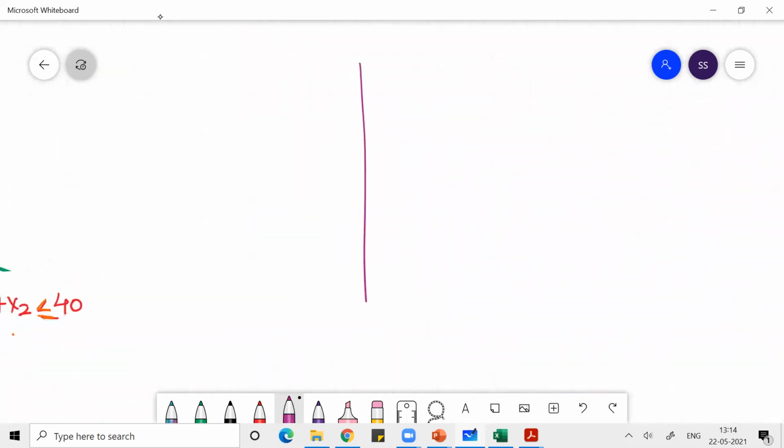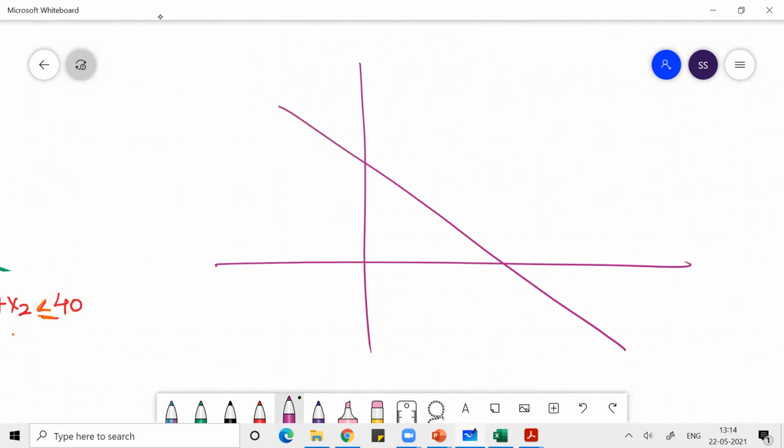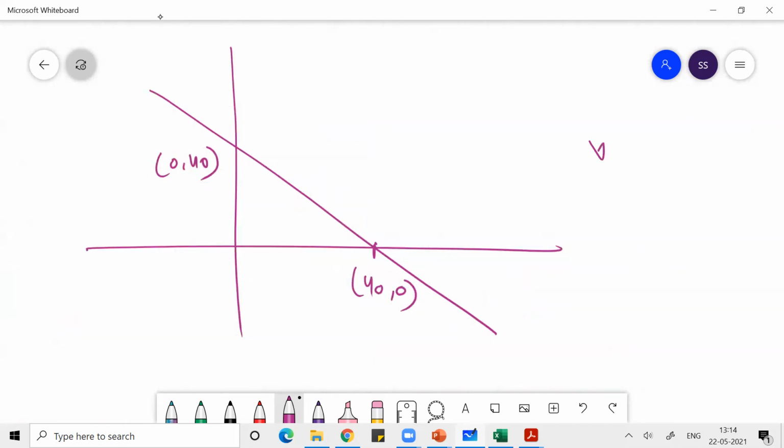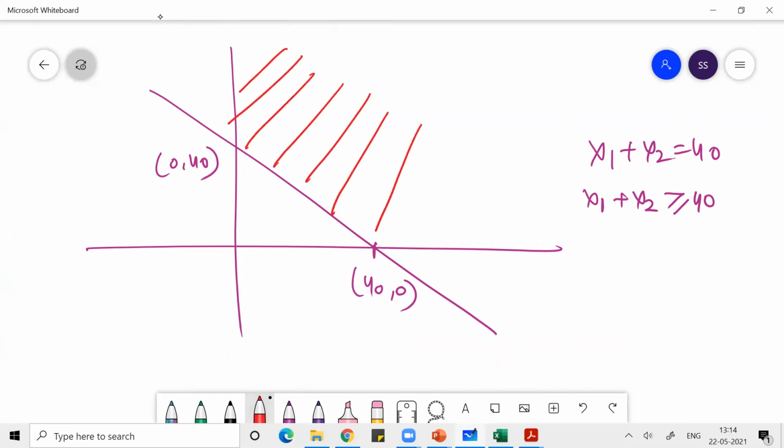Okay, so imagine you have drawn this. Suppose this is (40, 0) and (0, 40). Simply I'm writing, if I say x1 plus x2 equal to 40, this is your graph. If I say x1 plus x2 greater than or equal to 40, what would be your region? Your region greater than or equal to 40 would be this.